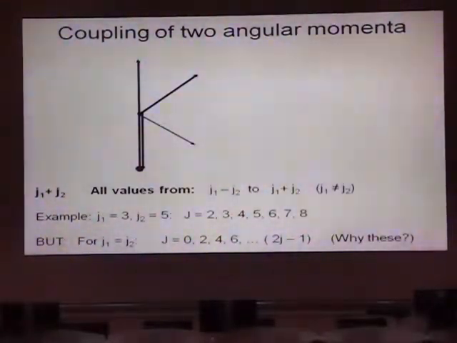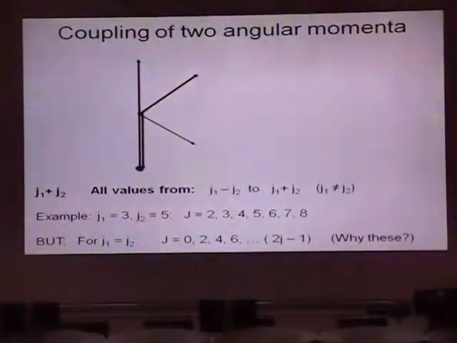So, J1 plus J2. If J1 and J2 are different, then the 2 particles are in different orbits, and the Pauli principle has no effect. So that means I can form all states from J1 minus J2, that would be this, to J1 plus J2, that would be that. That's a trivial case. For example, J1 is 3 halves and J2 is 5 halves, but let's just call them 5 and 3. I can form everything from 2 to 8.